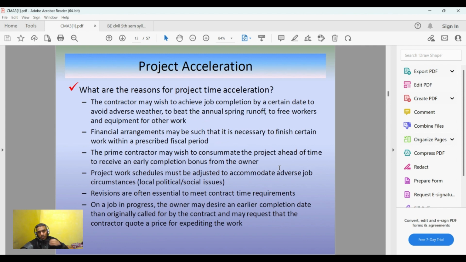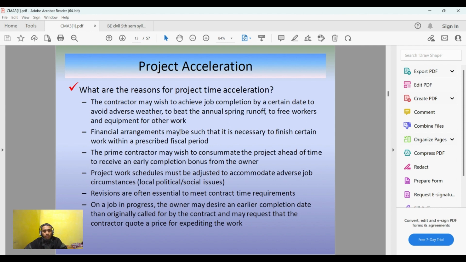Now this topic is project acceleration. You do not find even this topic in the syllabus, but we may just go through this. Project acceleration is the process of expediting the project in case we want to finish the project earlier than expected, okay. So here the contractor may like to achieve the job completion by a certain date, in order to avoid adverse weather, or there could be annual spring runoff, maybe the weather changes, or to liberate workers and equipments for other work.